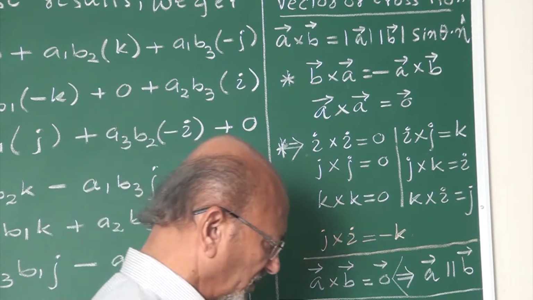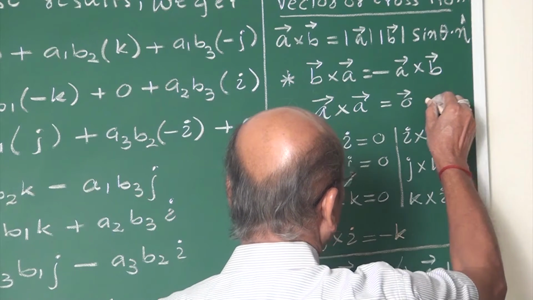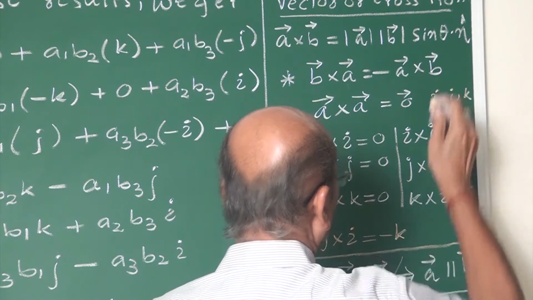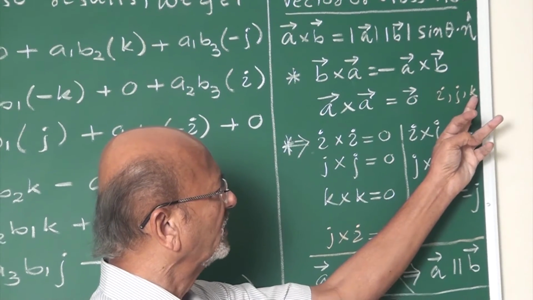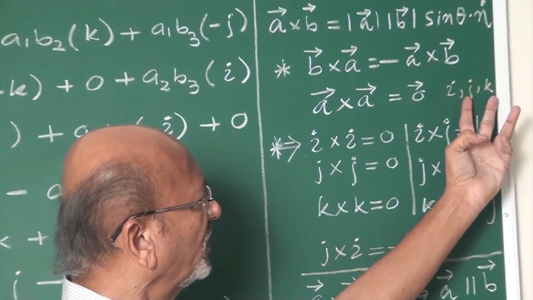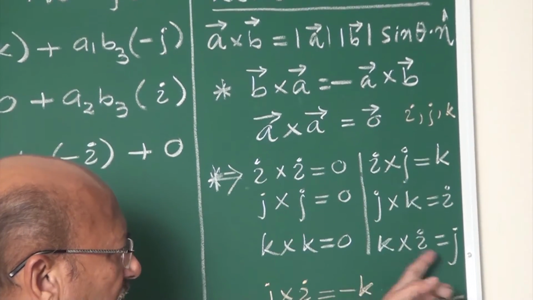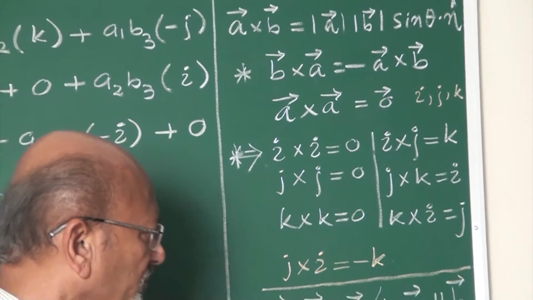What is your observation here, my friends? These I, J, K move in the order I, J, K. See, I cross J remaining K, J cross K remaining I, K cross I remaining is J. If you change the order, the sign changes.